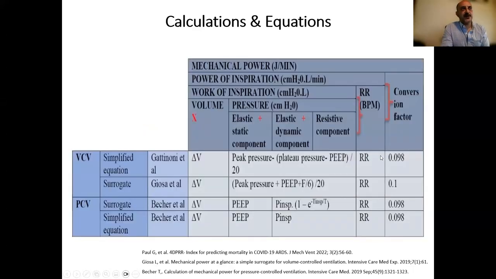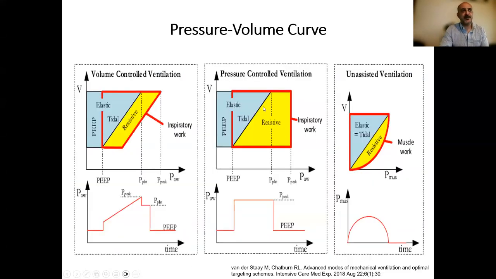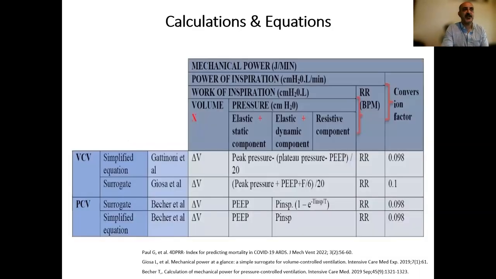So how do we calculate mechanical power? I'm not going to really go into much detail about different equations, but if I go to the previous slide, basically mechanical power is the integration of the pressure-volume curve. And I'm not a mathematician, probably most of us are not. I don't really remember or understand calculus anymore, but basically if you integrate all this area under the curve and multiply it by the respiratory rate and a conversion factor, you will get the mechanical power.